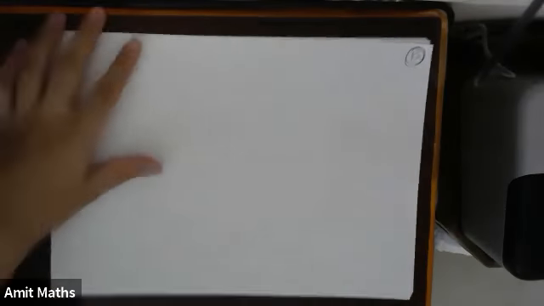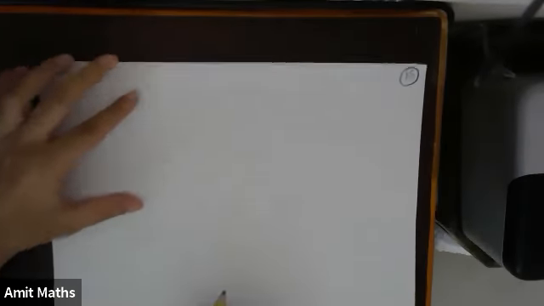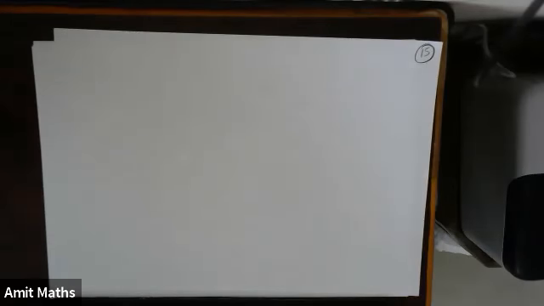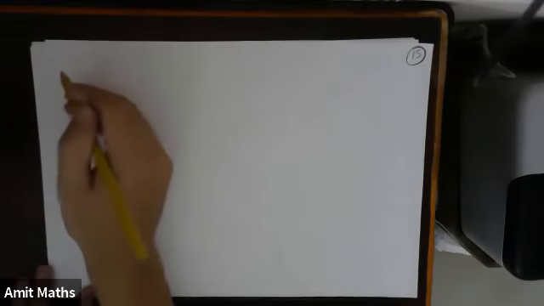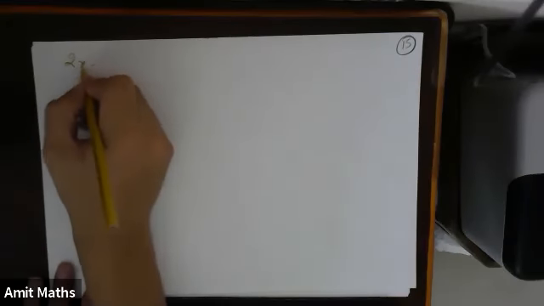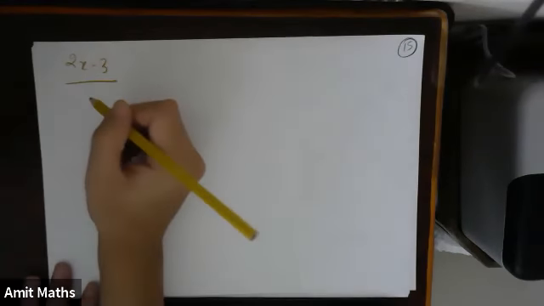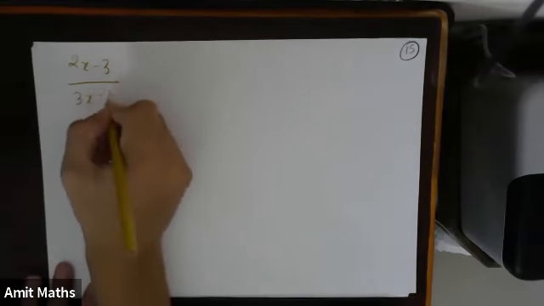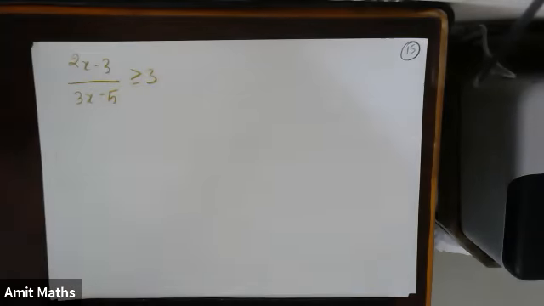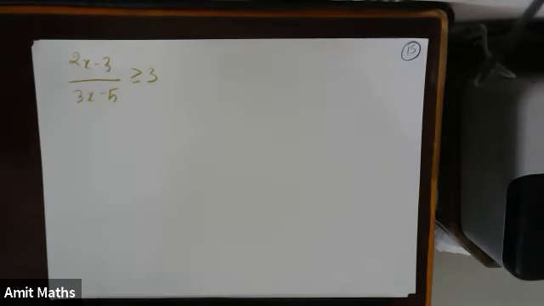Suppose you have (2x minus 3) upon (3x minus 5) is greater than or equal to 3. Now I have to solve for this.